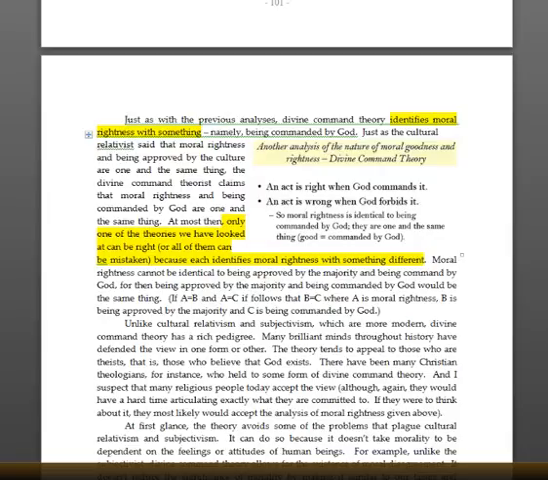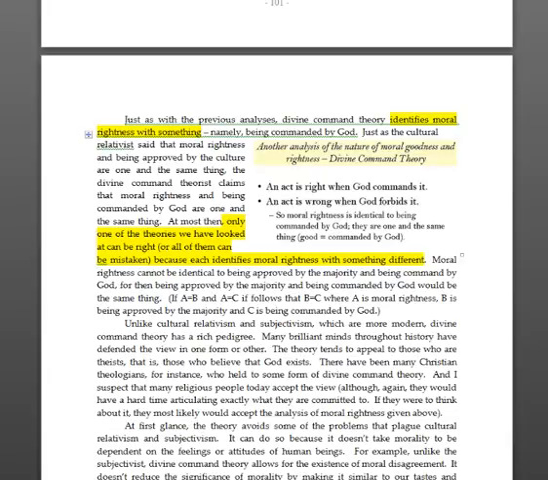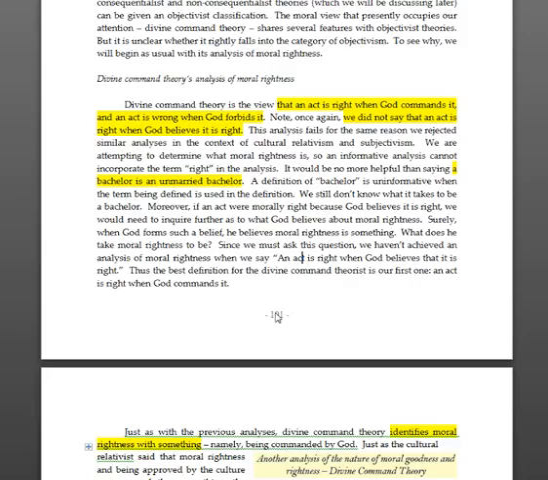The divine command theorist tries to tell us what moral rightness is. They say that an act is right when God commands it, an act is wrong when God forbids it. Notice, we didn't say here that according to the divine command theorist, an act is right when God believes it is right. Divine command theorists shouldn't say that because that's not divine command theory. It doesn't really tell us God's relation to morality.